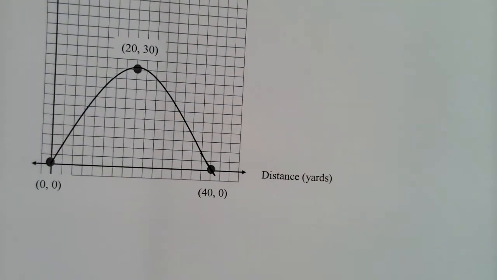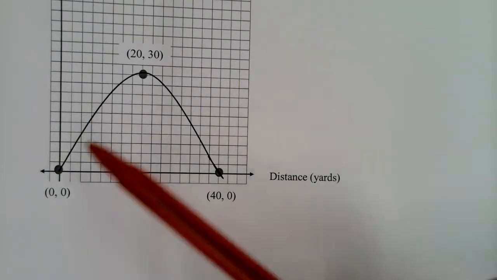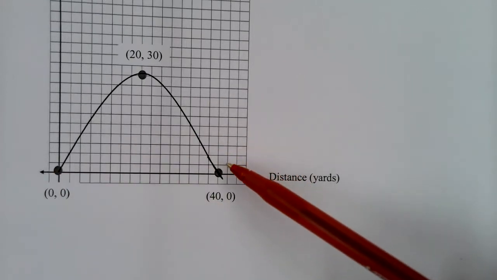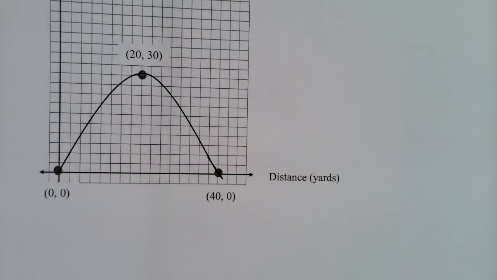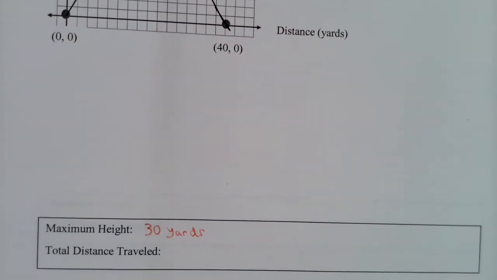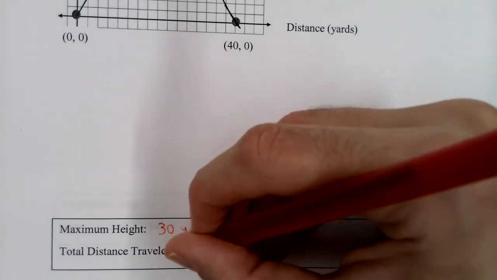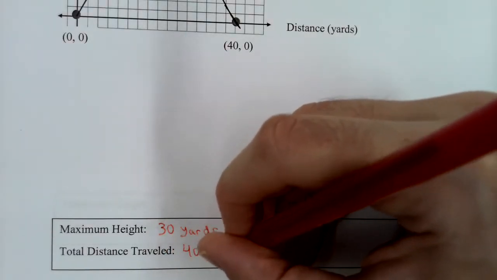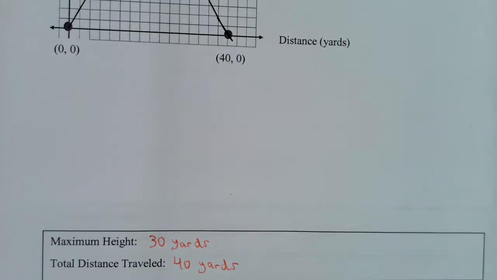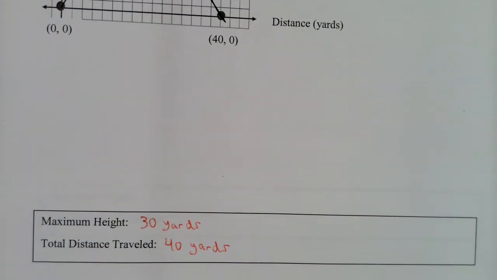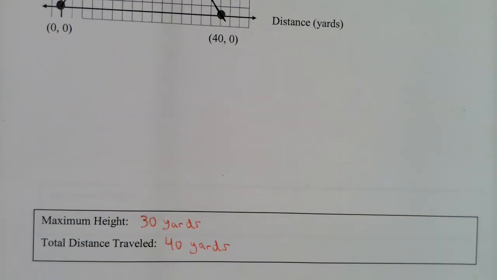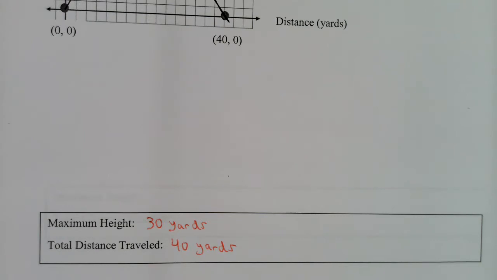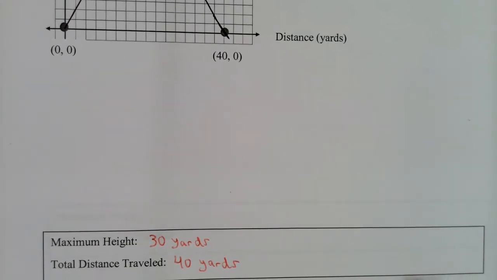What is robin's total distance traveled? Robin is going from 0 to 40. So robin traveled 40 yards. We're going to need to refer back to that later because at the end we're going to need to see who flew the highest and who flew the farthest. Let's move on to blue jay.